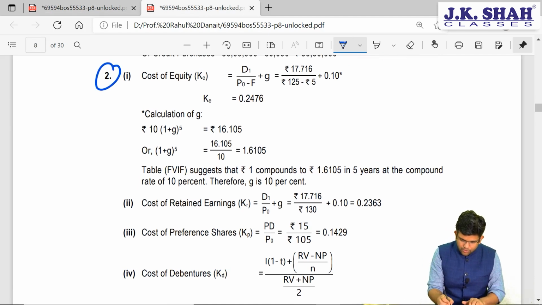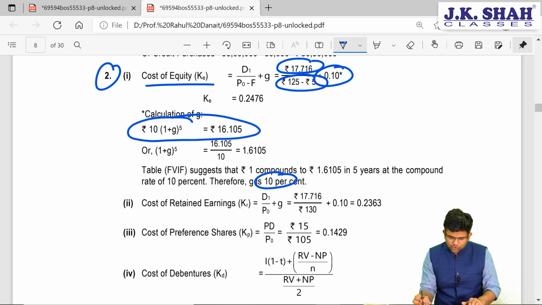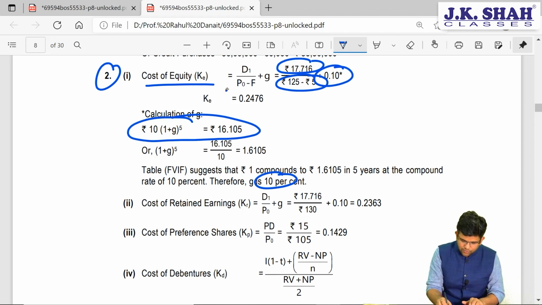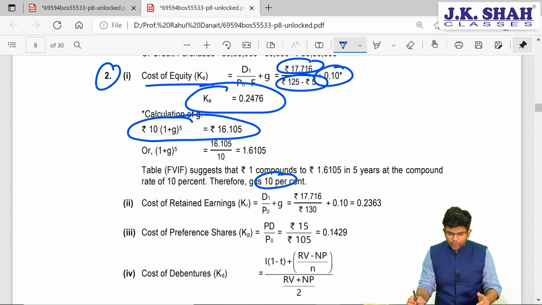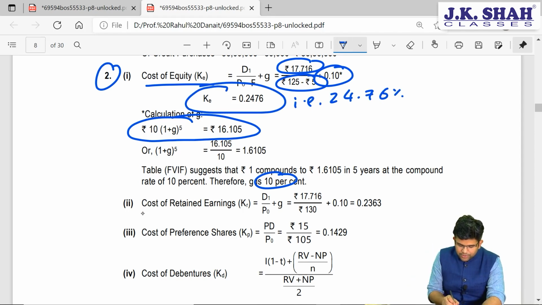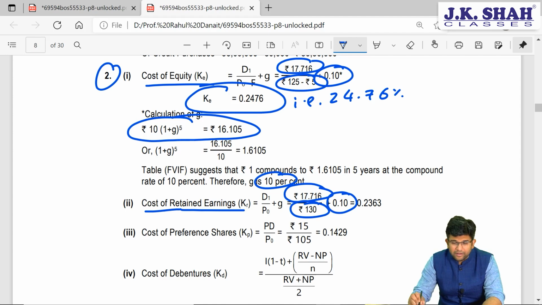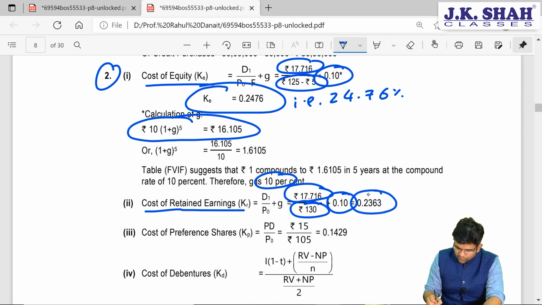So children, question number 2, cost of equity will be D1 upon net proceeds plus the growth rate, which has been calculated here using the same calculation I showed you. And if you do the calculation, you will get KE as 0.2476, that is nothing but 24.76%. But that same calculation when we are doing for KR, I will take everything same, D1 same, growth rate same, but in the denominator, instead of net proceeds, I'll take the original P0, right? And that, children, will give you KR as 23.63%.